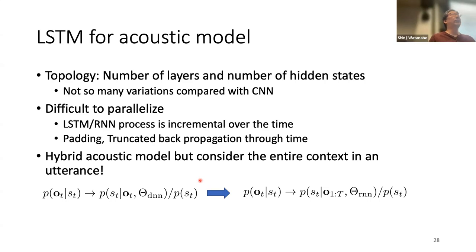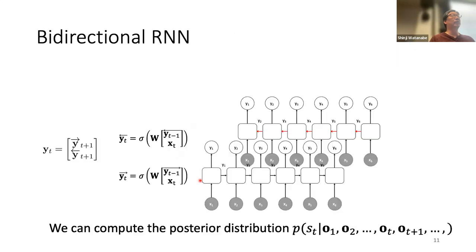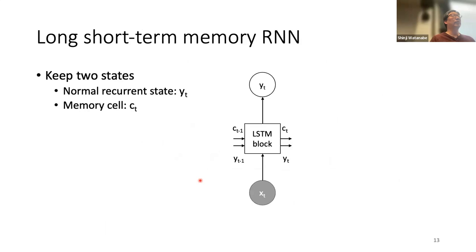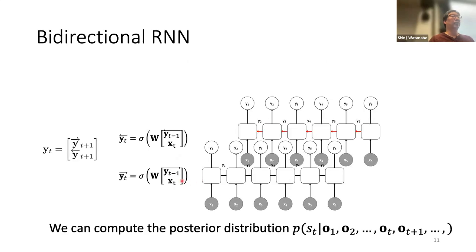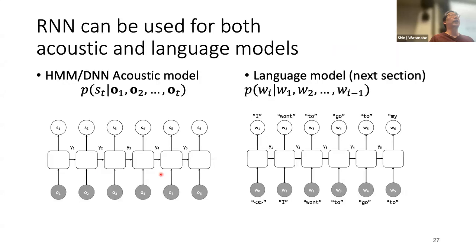But there is a big issue, which is the incremental process. As you see from all of these equations, to get this value, we have to wait for this one to be computed. So this part cannot be parallelized. Same for this future context case. We cannot parallelize anything across the time.